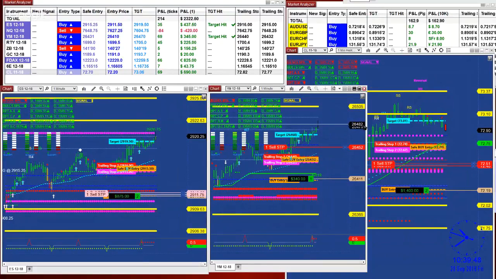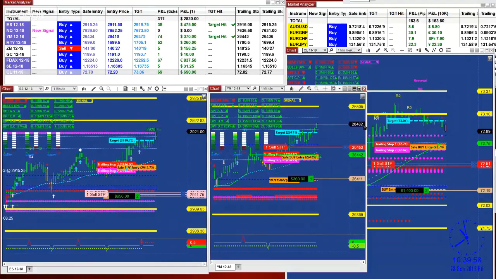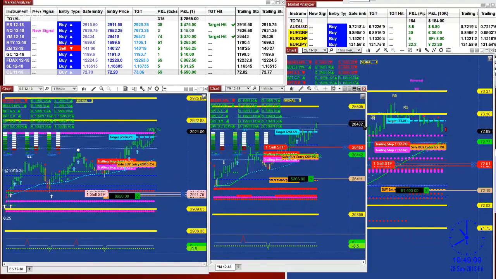For the gentleman from Canada, Mr. C Trader, we are about to get a new signal, I think, on the NASDAQ. Yes, we have a new signal on the NASDAQ. Entry price 652.25, target 673 level. And we have a bingo on the NASDAQ.